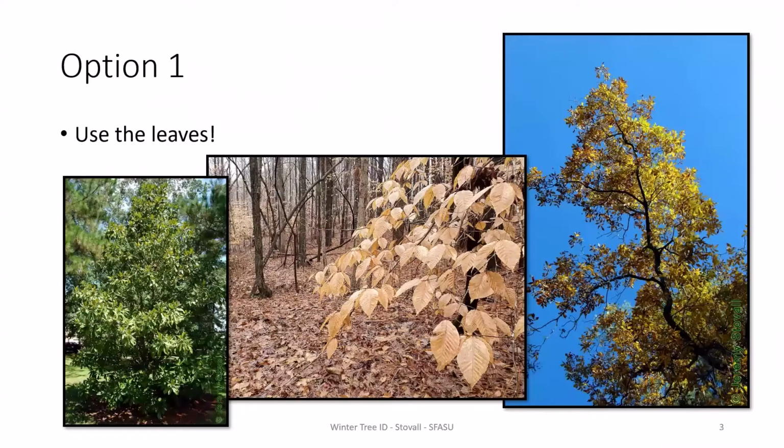So option one for winter ID, use the leaves. Kind of counterintuitive in a session on IDing without leaves, but we have many species that are evergreen, like our pines, southern magnolia, many of the hollies. And so you have leaves year round, so that's helpful to ID those trees. I have a photo of a hickory here on the right, and they tend to drop their leaves later than most things, so you may still have leaves on them even in the early winter.